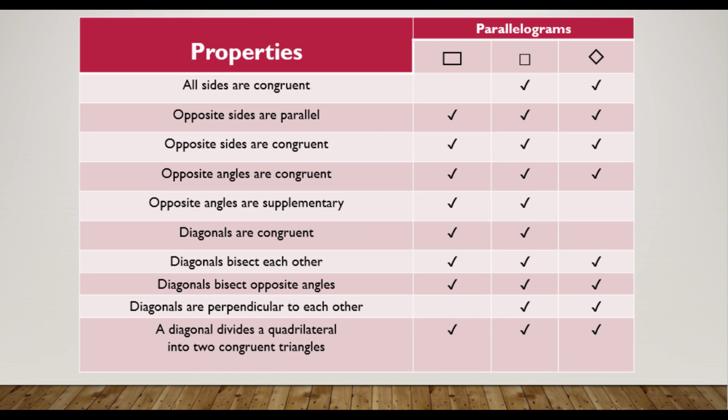And lastly, only the rectangle again did not qualify for the ninth property. In a rectangle, the diagonals will never be perpendicular. Why? Because the length and the width will never have the same measure.